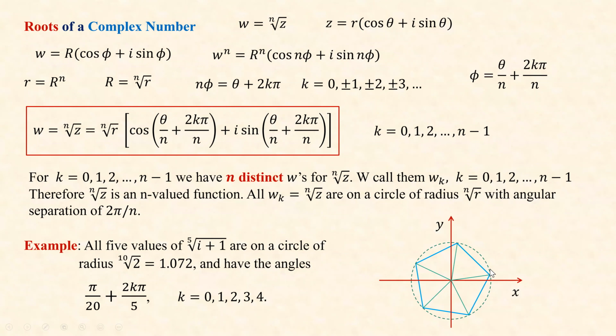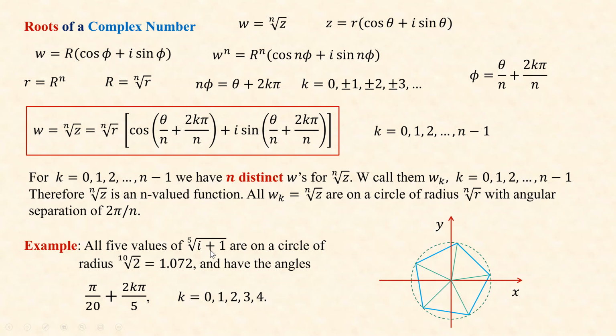And the first one has an angle of theta, which was theta of this z. The first one has an angle of theta over n with k equal to 0. We call it W0. And then we have W1, W2, W3, and so forth until Wn minus 1.